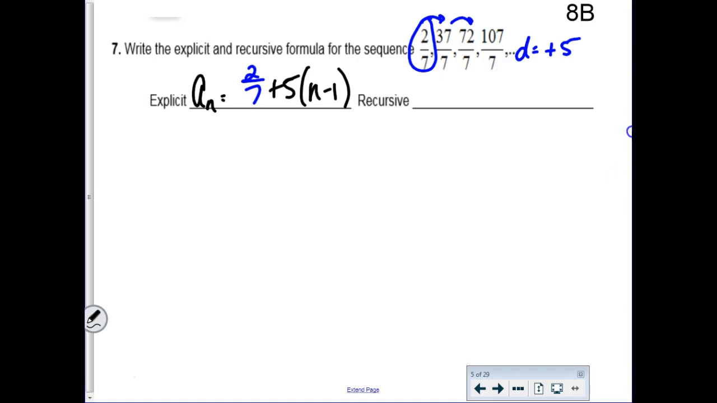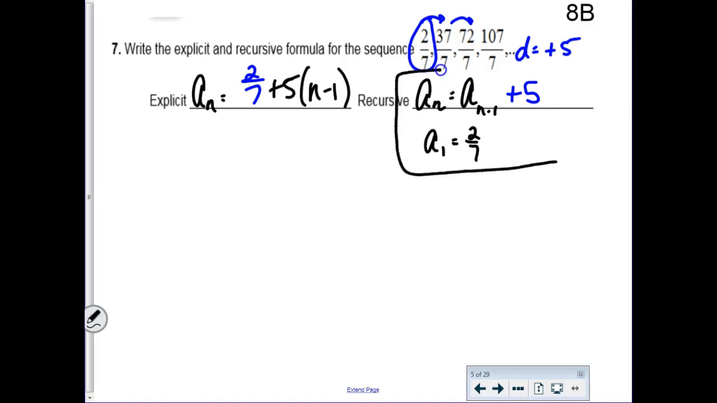Now recursively, there's two parts to the recursive formula. The first one is this weird general looking thing where you say you take the previous term. How do you write previous term in these sequences? If I'm using a, it's a sub n minus 1, and then tell me how I move from the next term to the next term. You adding 5. Very good. The other thing you're going to have to tell me though is where you start. So you're going to say if your first term is 2/7. So both parts of that have to be there for the recursive formula.